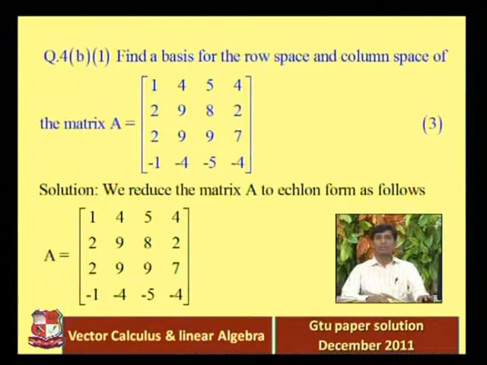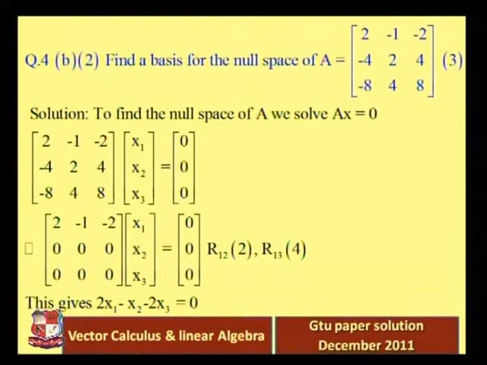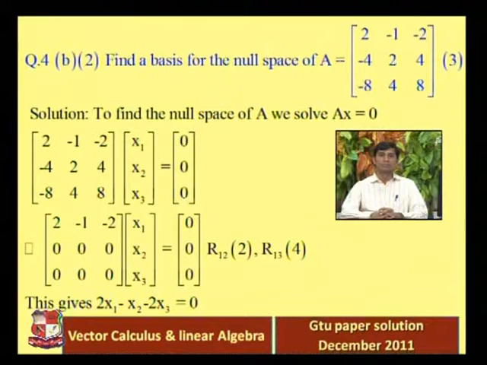So next question, question 4b2. Find a basis for the null space of A, where A is 2 -1 -2, -4 2 4, and -8 4 8. This question is also asked for 3 marks.